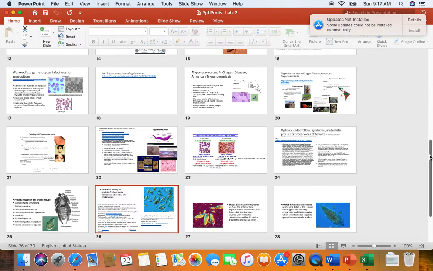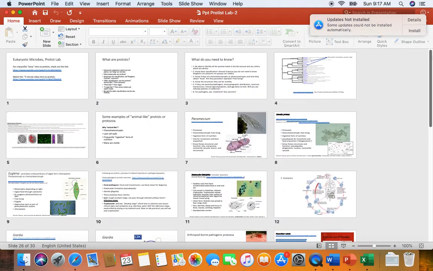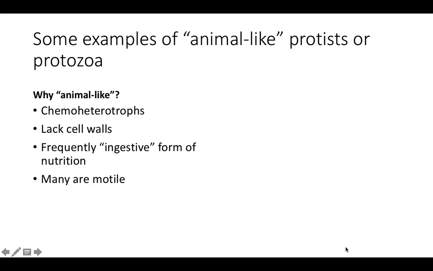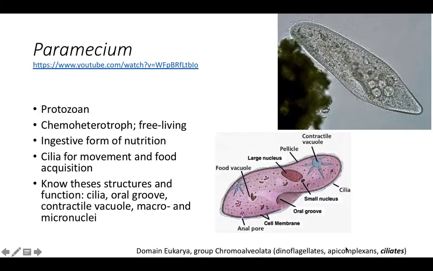And again, folks, what I thought we could do is just go through these slides and do some quiz questions here. So we'll just look at the slides. So one question would be, why do we consider the protozoa animal-like? So we want to remember they're chemoheterotrophs. They have to have preformed organic molecules as a source of carbon and energy. They lack cell walls. They often have an ingestive form of nutrition, and many of them are motile. So these are all animal-like characteristics.